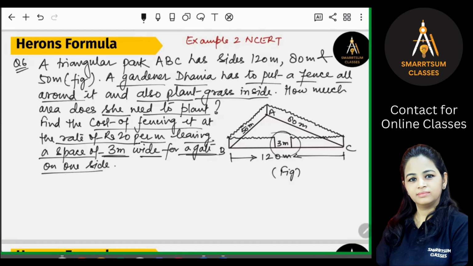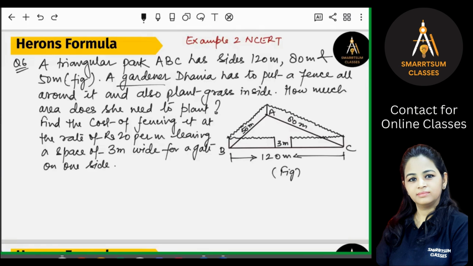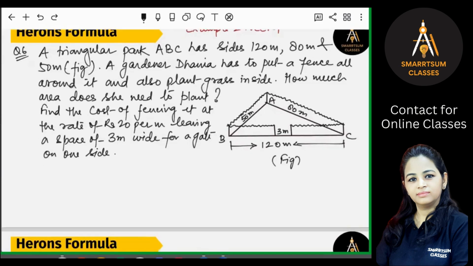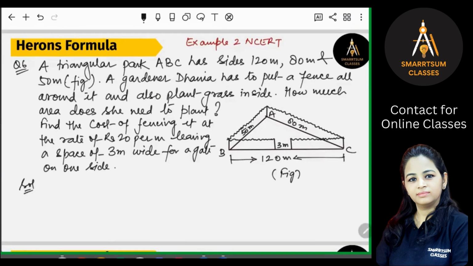So while fencing it, the gardener wants to leave a space of 3 meter for the gate here in the front side. And the rest she wants to fence, and she also wants to plant the grass within the field. So this is the question, and we have to find what is the area on which she wants to plant the grass, and what is the cost of fencing it if she wants to leave a space of 3 meter in the front side. Is that clear? Let's see how to do this.